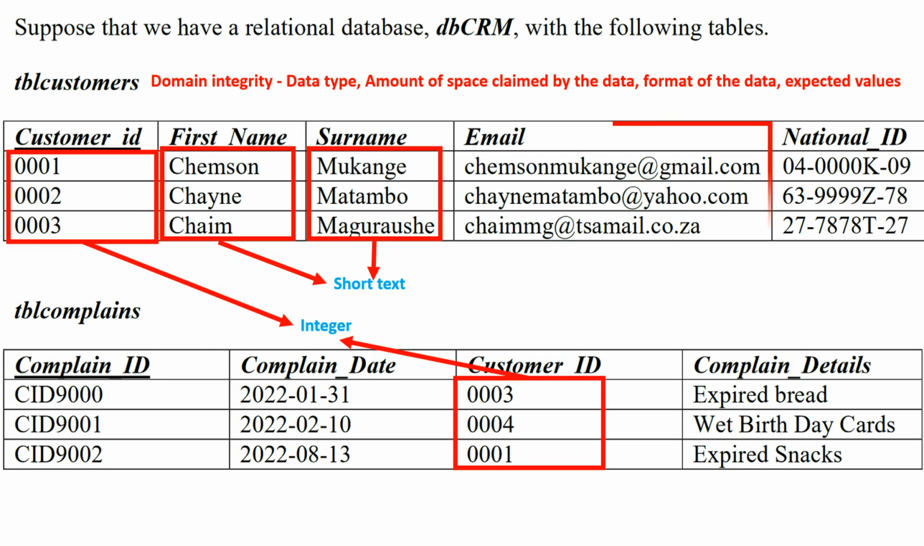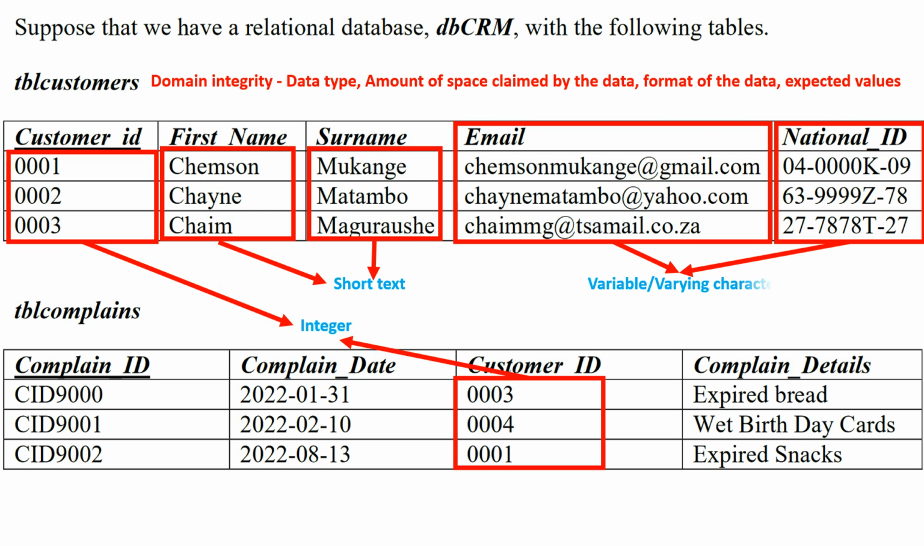Right, now we go to email. You can see email is having varying characters. Same applies to national ID. Therefore, it's variable or varying characters. But now we need to have a limit, to say within our domain, how many characters are we accepting as varying characters for email, and varying characters for national ID.